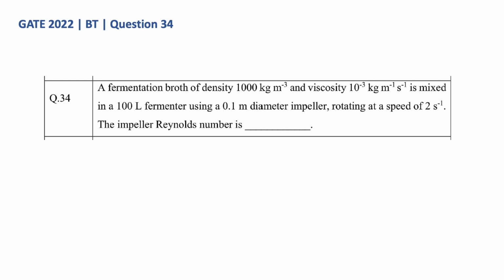Hello everybody. In this video, we'll look at question number 34 from the GATE Biotechnology 2022 paper. The question is: a fermentation broth of density 1000 kg per meter cube and viscosity of 10 power minus 3 kg per meter per second is mixed in a 100-liter fermenter using a 0.1 meter diameter impeller rotating at a speed of 2 per second. So the impeller Reynolds number is?